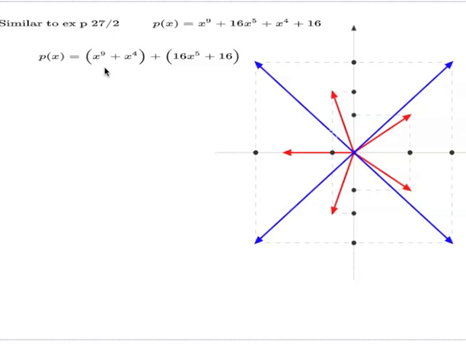We have to factor out common multiples here and common multiples here. If I factor that out, it will be x^4 (x^5 + 1) + 16 (x^5 + 1). And now we can factor even further. Now we can factor the whole bracket. And that gives us something like this.